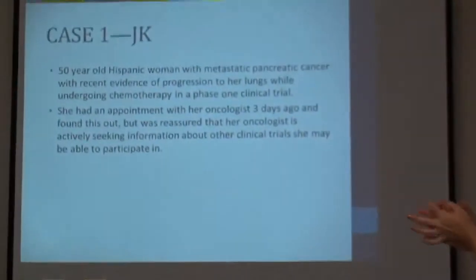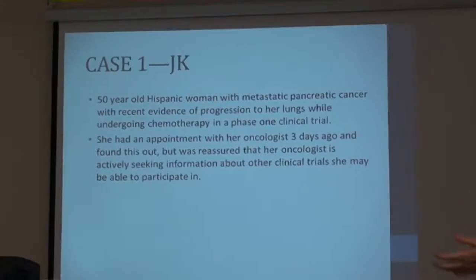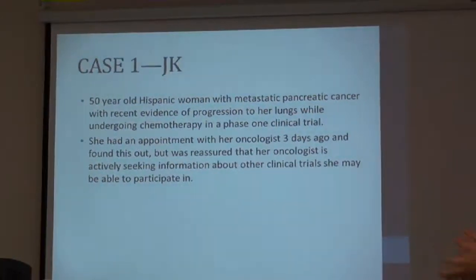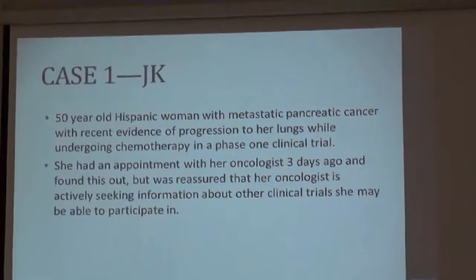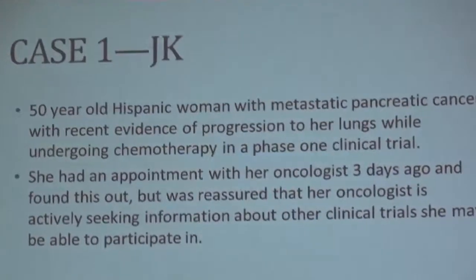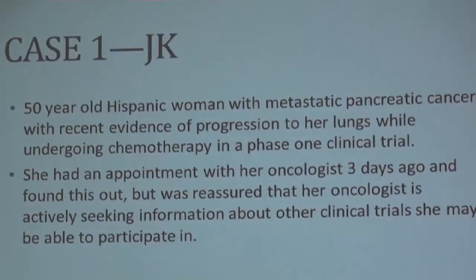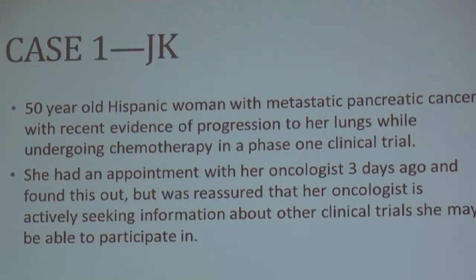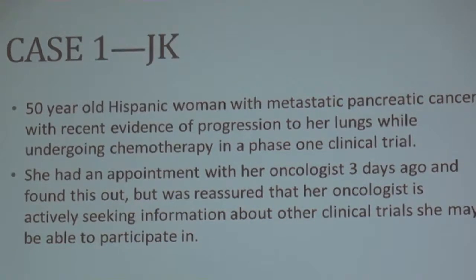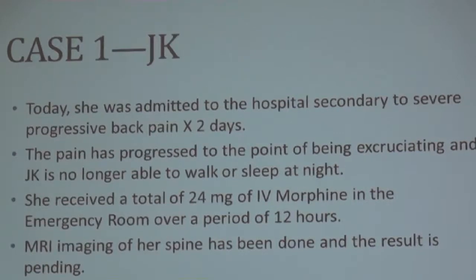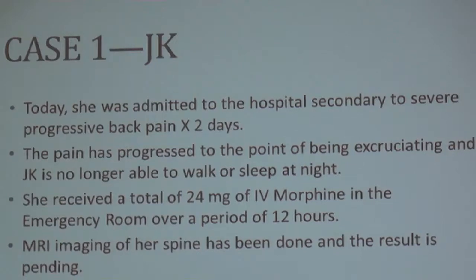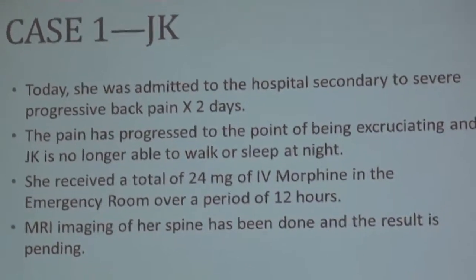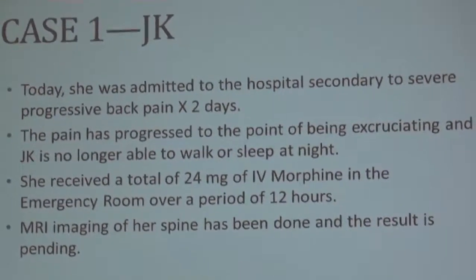This is JK, a 50-year-old Hispanic woman with metastatic pancreatic cancer, with recent evidence of progression to her lungs, and she's undergoing chemotherapy in a phase 1 clinical trial. She had an appointment with her oncologist 3 days ago and found this out, but was reassured that her oncologist is actively seeking information about other clinical trials she can participate in, because she's very interested in continuing treatment if she can. Today, she was admitted to the hospital secondary to severe progressive back pain that has been going on 2 days. It started the day after her appointment and progressed to the point where it's excruciating.